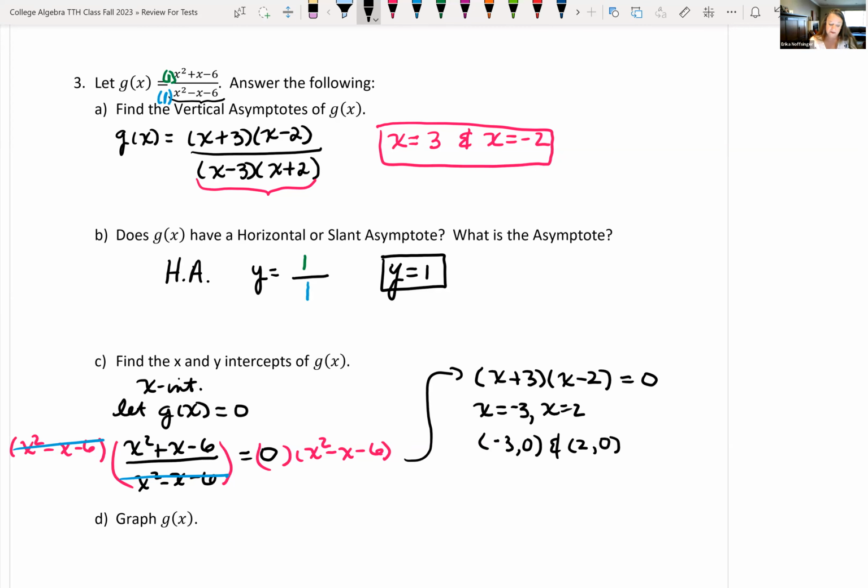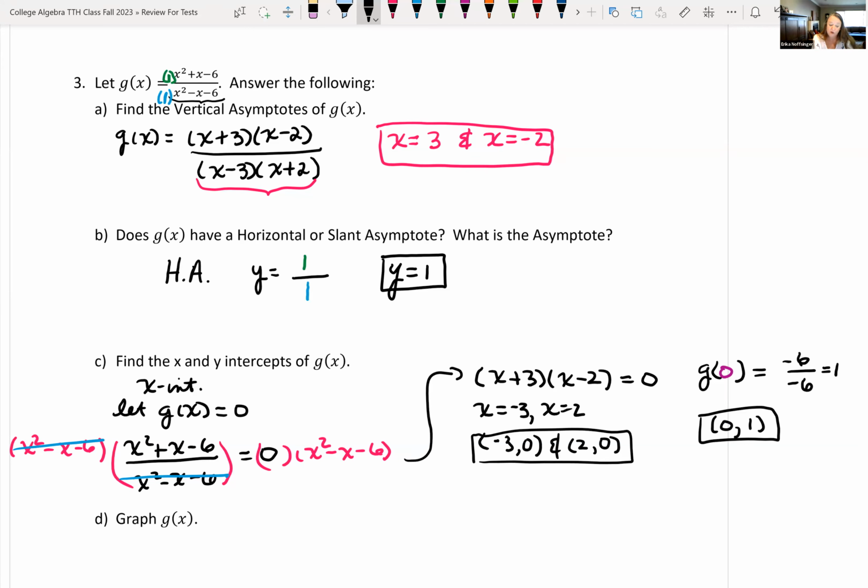The y-intercepts are usually the easier ones to find. You're plugging in 0 wherever you see an x. So we're looking at g of 0. I would get 0 squared plus 0 minus 6, so I'm left with -6 in the numerator, and all over 0 squared minus 0 minus 6, so all over -6 in the denominator, which is 1. So we have a point here at 0, 1. That's our y-intercept.